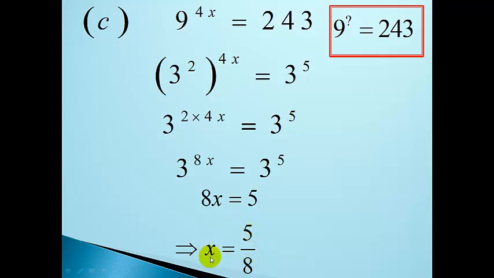Also, take this as an exercise. Substitute 5 over 8 wherever you see x in the exponential equation and prove whether the left hand side is equal to the right hand side. The value of x is equal to 5 over 8.